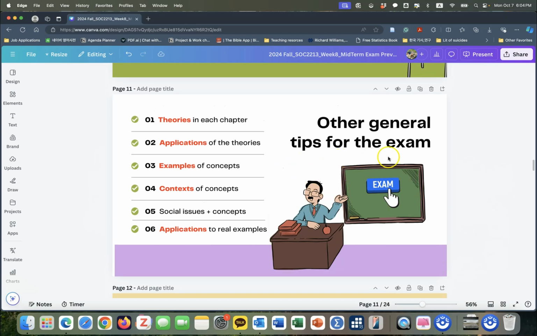Alright, so other general tips for the exam. You may need to focus on the theories in each chapter. If I provided some theories or key concepts, I believe you will need to focus on them, because most of the key parts of the exam questions will ask what the concept, key term, or key theory in this topic is. So you do need to start from the key concepts, and you need to have a clear idea about them.